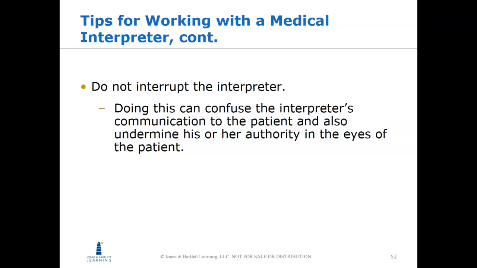Never interrupt the interpreter. Doing this can confuse the interpreter's communication to the patient, and it also undermines the interpreter's authority. And so the patient may not see the interpreter the same, especially if they're being corrected by the healthcare professional. So we never want to interrupt the interpreter. We want to let them finish what they're saying. And then if we need to modify what we say so the patient can get a different message from the interpreter, like if the interpreter has to rearrange the phrasing to where it makes sense, we may have to do that as well. So just be aware that we should let the interpreter complete what they're saying before we continue on with the next set of instructions or directions.